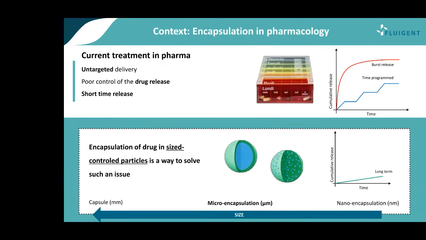So first of all, let me give you a little bit of context regarding encapsulation in pharmacology. Current treatments in pharma show many limitations, such as untargeted delivery. A good example is chemotherapy, when the treatment is affecting tumoral cells, but it is also affecting other organs and the whole body in general, and the patient could suffer from side effects.